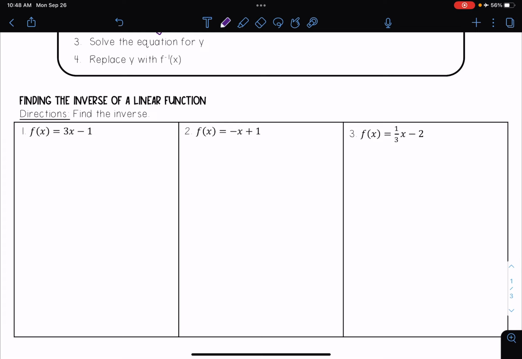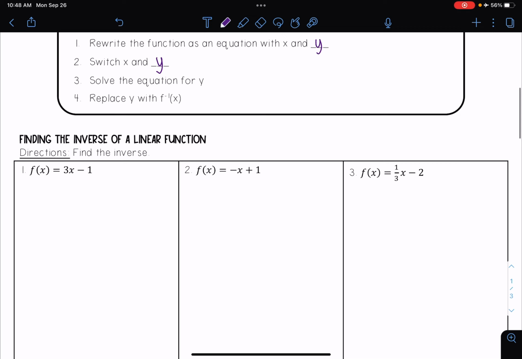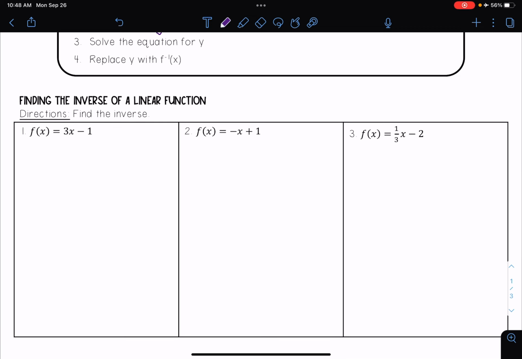I want to find the inverse of each of these functions. So I have f of x is equal to 3x minus 1. My first step is to rewrite the function as an equation with x and y. So to do that, I'm going to replace my f of x with y. And then my second step is to switch my x and y. So then this becomes x is equal to 3y minus 1.